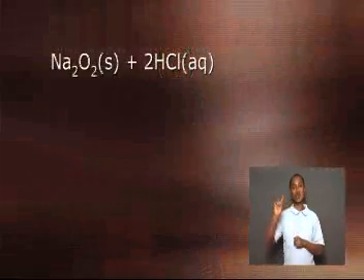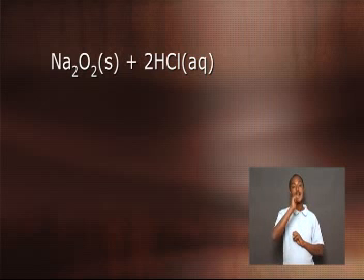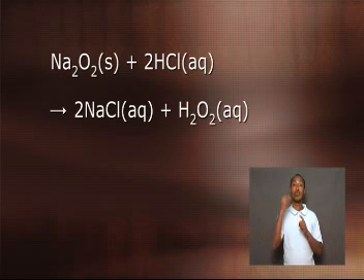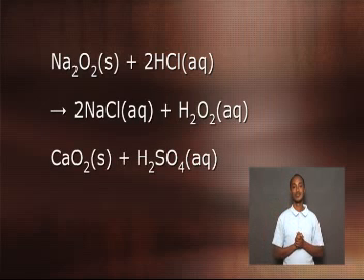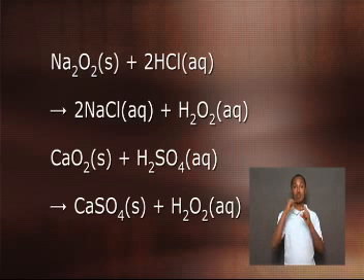Peroxides also react with aqueous acids to produce hydrogen peroxide. For example, sodium peroxide reacts with hydrochloric acid to form sodium chloride and hydrogen peroxide. Calcium peroxide reacts with sulfuric acid to produce calcium sulfate and hydrogen peroxide. Students, we have been discussing the chemical properties of peroxides. Please list them now.